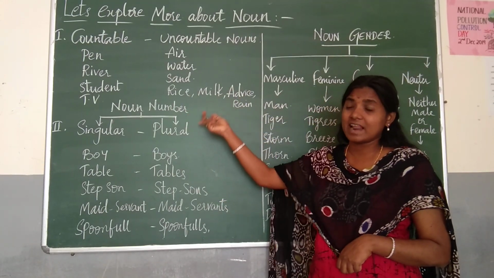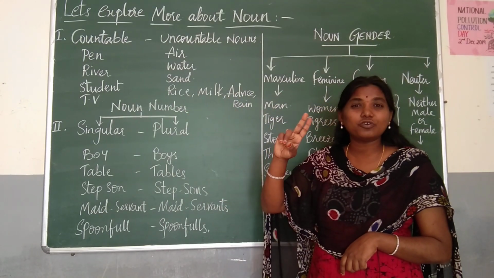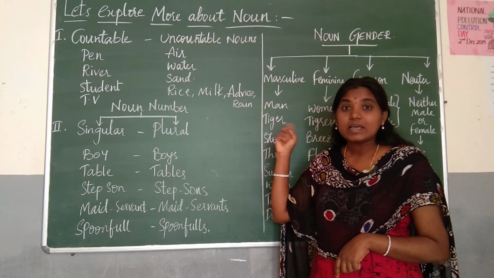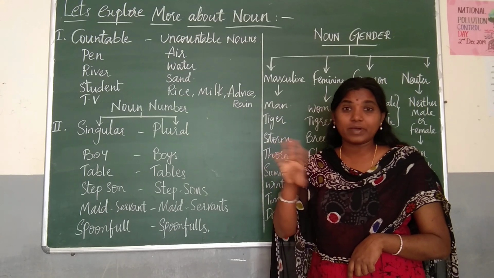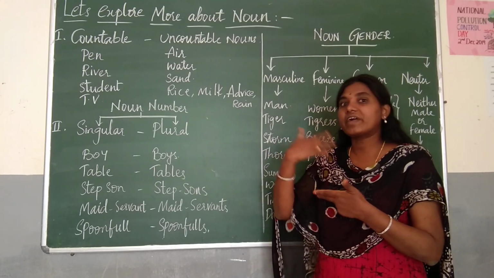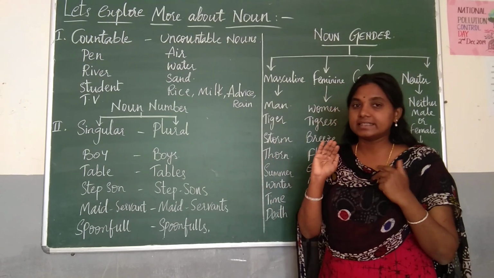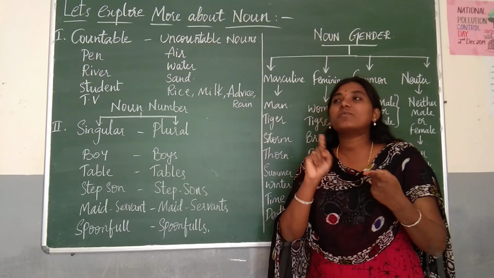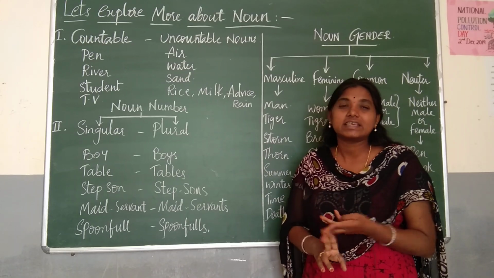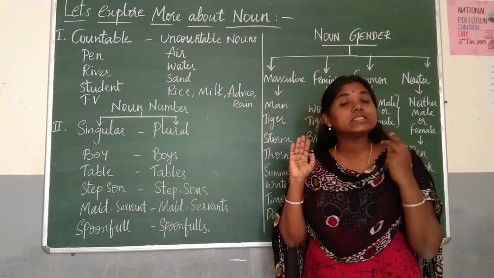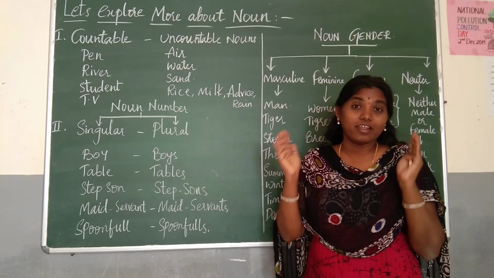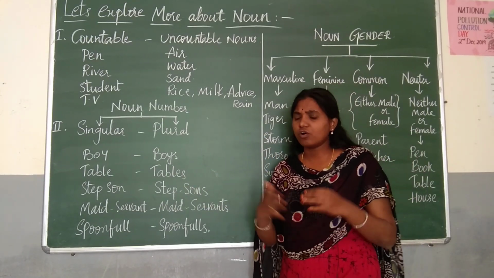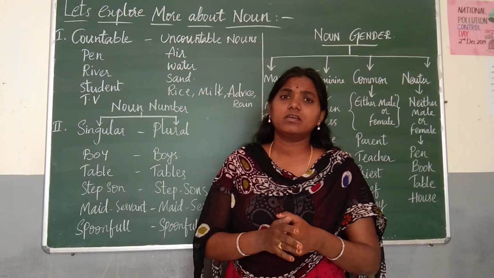Next comes rice, milk: one milk, two milks, three milks, four milks. No. Advice: one advice, two advice, three advice. No. Piece of advice is again considered as one phrase. He gave me one advice, he gave me two advices, they gave me 5 advices. That is absolutely wrong. Okay, rain. There was a heavy rainfall or there was a heavy downpour in the city.